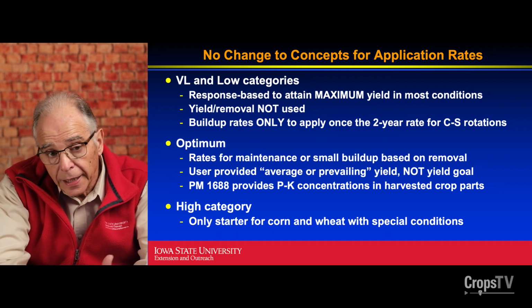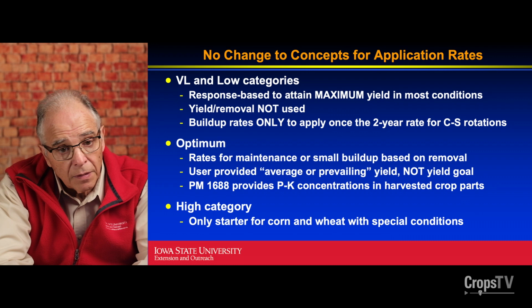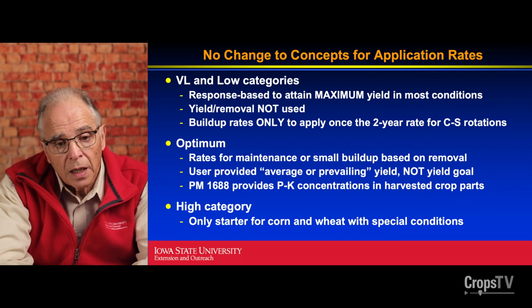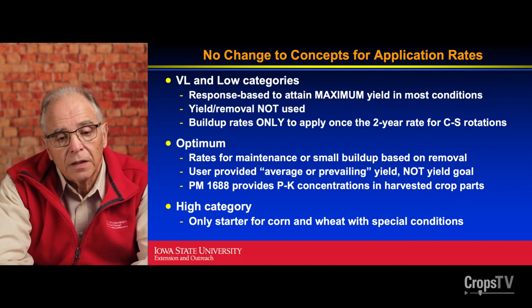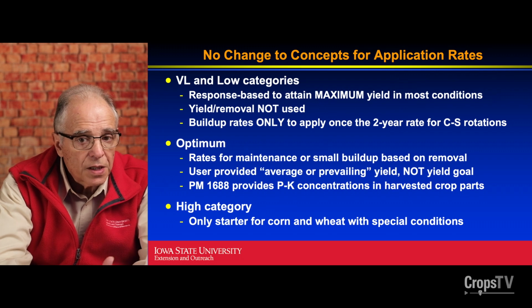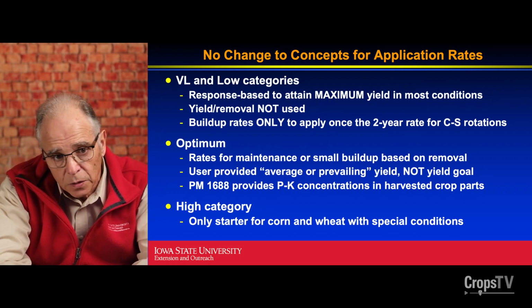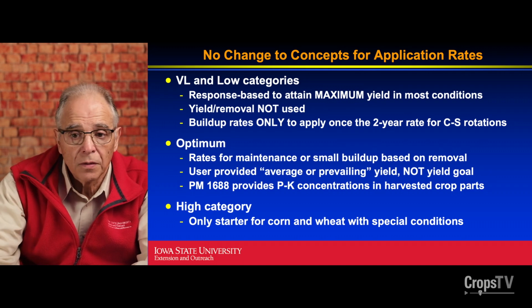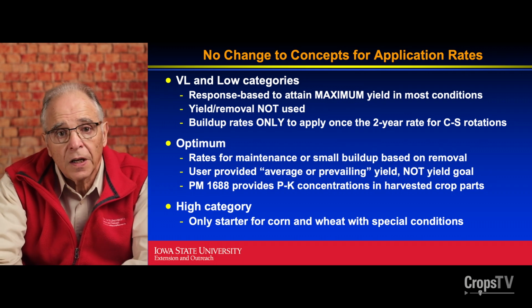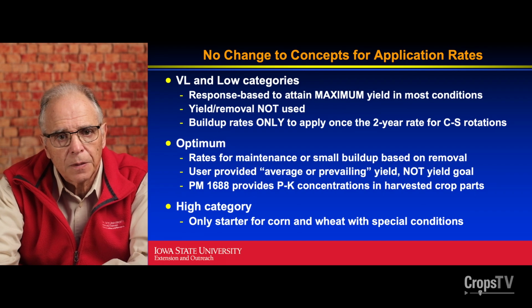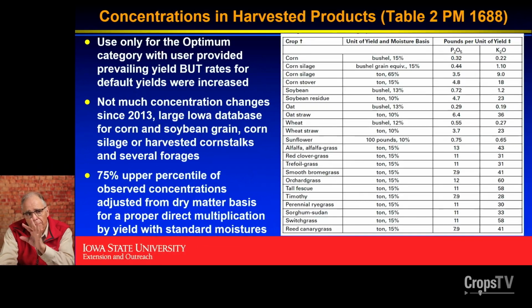And then for the high category, we don't recommend anything except just a normal low starter rate for corn and wheat, and special conditions such as very early planting dates, lots of residue, cold soil, things like that. All these things are in the publication PM 1688. Now, we did not change the concentrations that we provide, because farmers could analyze the grain, but there is lots of variation there. It's not really worth it.